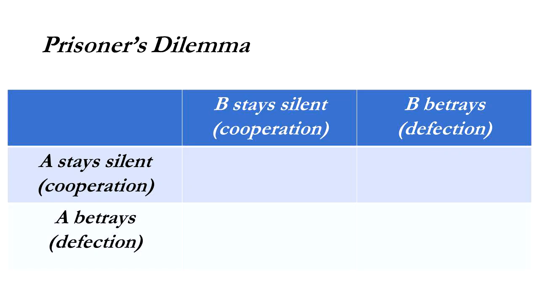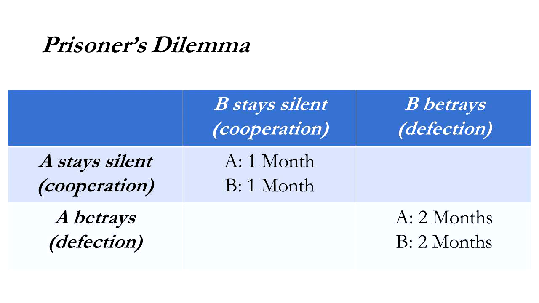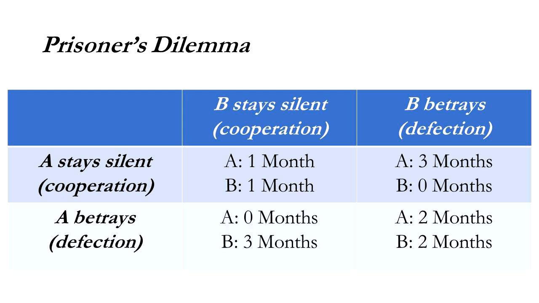Let's see what their options are. A stays silent or A betrays. B stays silent, B betrays. If they both stay silent, they just get a month. If they both betray, they get 2 months. If one stays silent and the other one betrays, well, you see, 0 and 3, or 3 and 0.